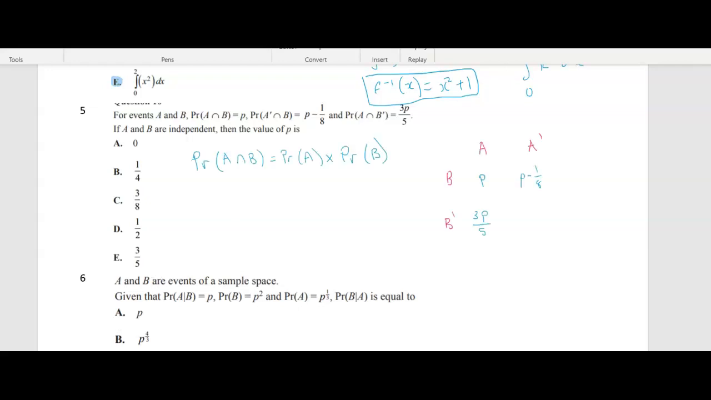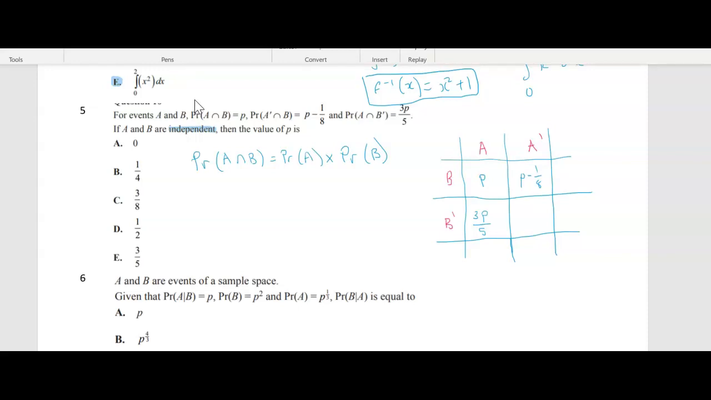All right, so I've filled in the two-way table with the information we have. Now we don't really need the other cells. Oh, actually we do. I do need to be able to use the independent, okay, so they're independent events. So you need to use this formula. The probability of A and B is equal to the probability of A times the probability of B.